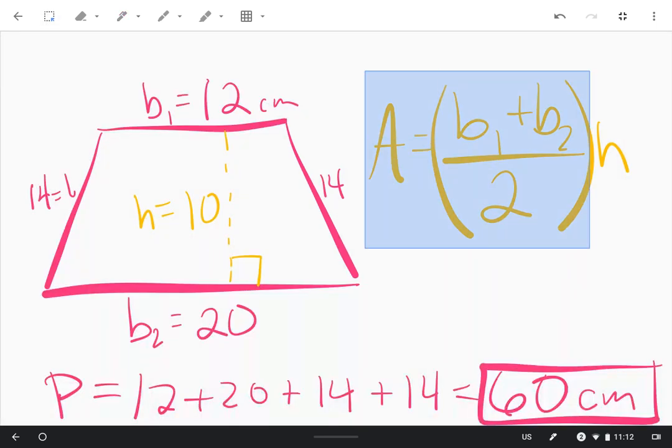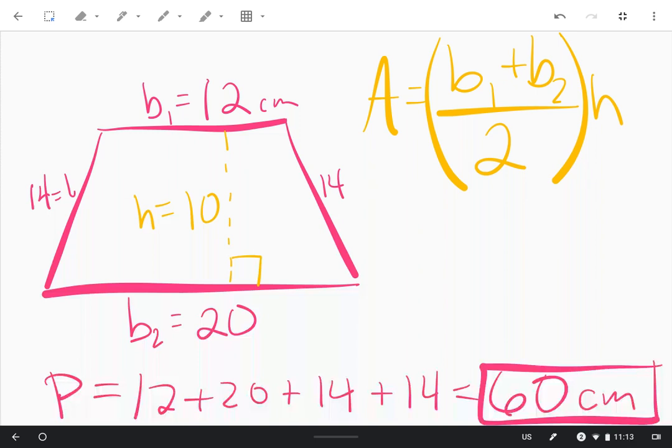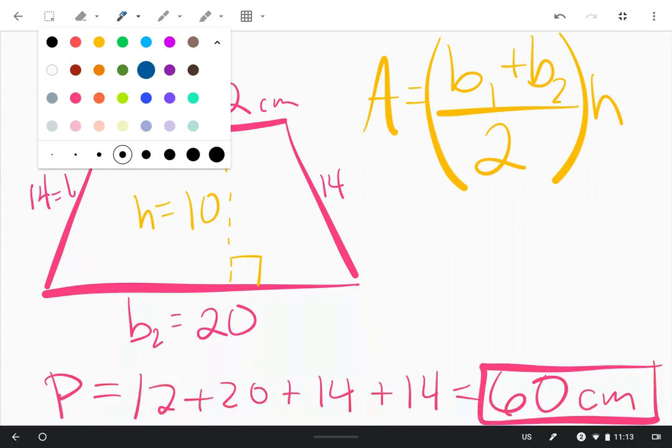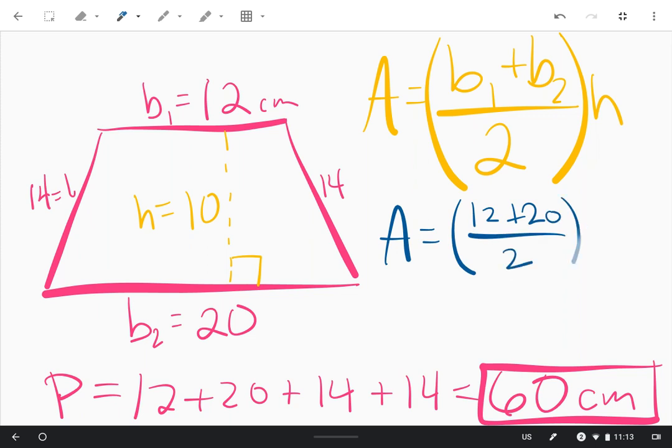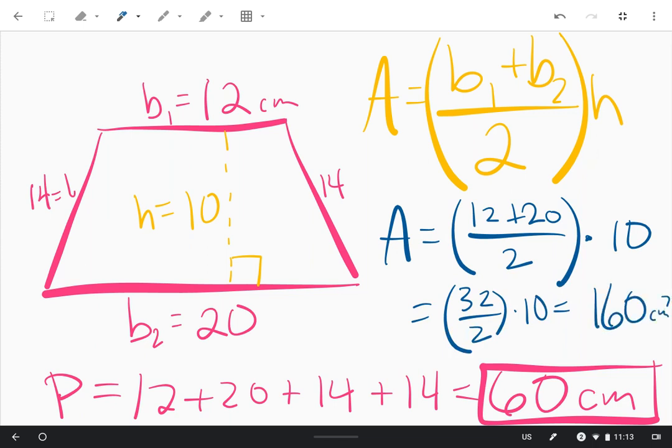For the area, it's a little bit different. You've got to add the bases, divide by 2, and multiply this value called the height. So here we go. Area equals base 1 is 12, base 2 is 20, divided by 2, times the height, which is 10. So 12 plus 20 is 32, divided by 2, times 10. That's going to be 160 centimeters squared. And that's the answer for the area.